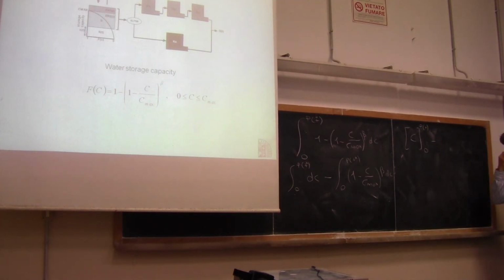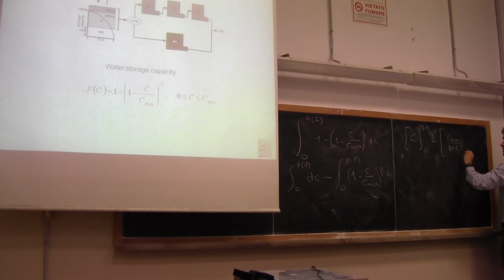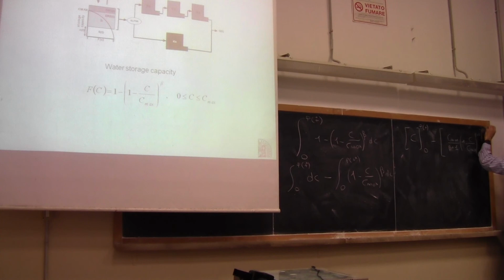Now let's compute the second integral. And the second integral, I say minus the result of the integration is, and I will discuss this later, let me write it down first, C max divided by beta plus 1, which multiplies 1 minus C divided by C max to the power of beta plus 1 between the extremes P, t star, and 0. And also I need a minus sign here. And now let me discuss with you why this is the result.